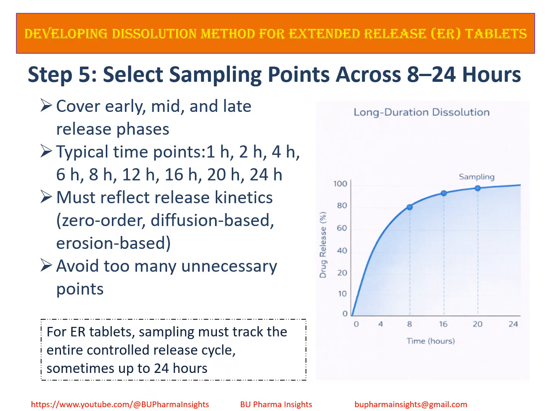A good dissolution profile should always cover the early phase, that is onset of release, mid-phase, controlled or steady release, late phase, completion of release. Typical time points may include 1, 2, 4, 6, 8, 12, 16, 20, and 24 hours, adjusted as needed. The key is to reflect the true release kinetics, whether zero order, diffusion based, or erosion based. Avoid adding unnecessary time points that increase variability without adding insight.